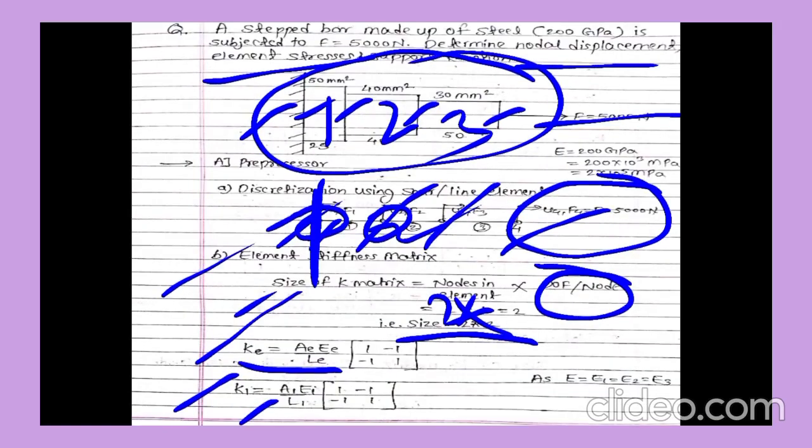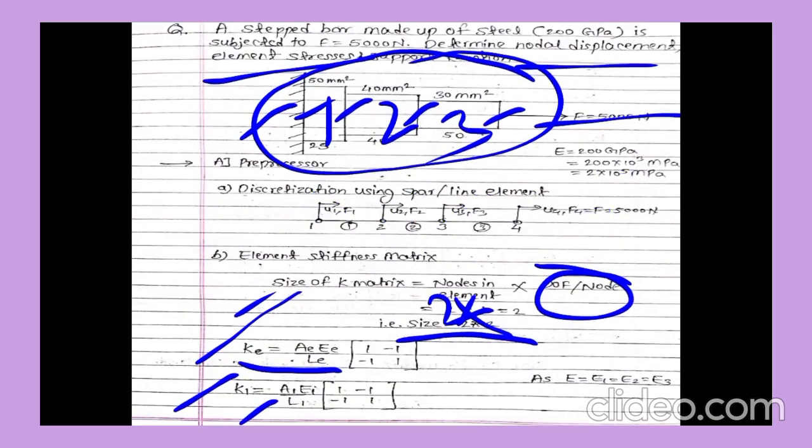In next step we need to form a global stiffness matrix. Before forming the global stiffness matrix, we need to decide the size of global stiffness matrix. The formula to decide the size is total nodes in body into degree of freedom per node. In given discretized diagram, you can see that there are total four nodes: 1, 2, 3 and 4. So it will be 4 into degree of freedom per node, which is 1, because one node has 1 degree of freedom, and the size will be 4 by 4. So now how to form this global stiffness matrix?